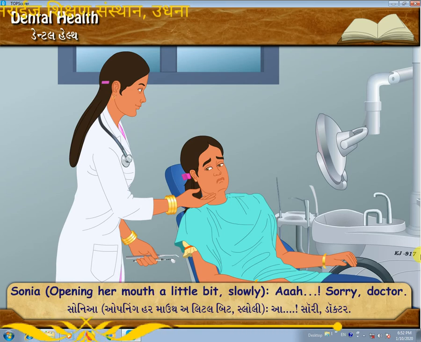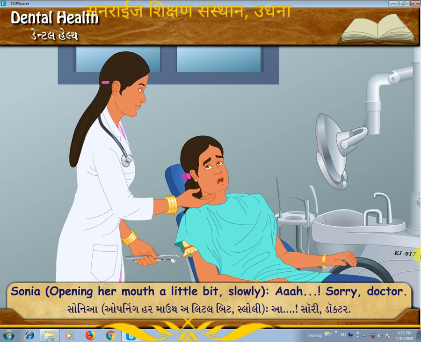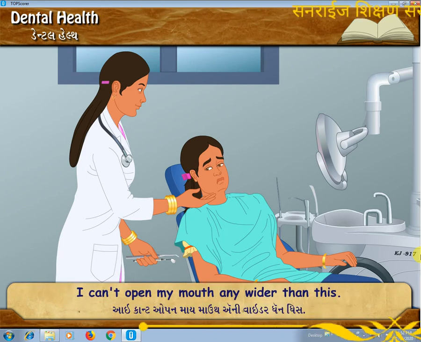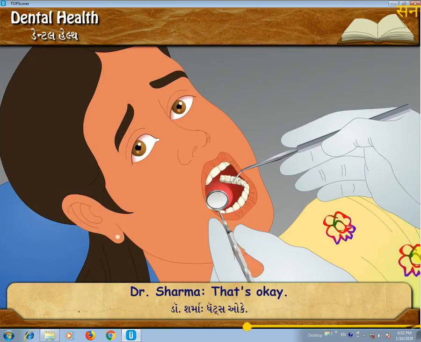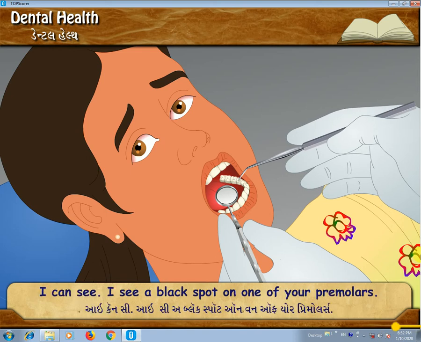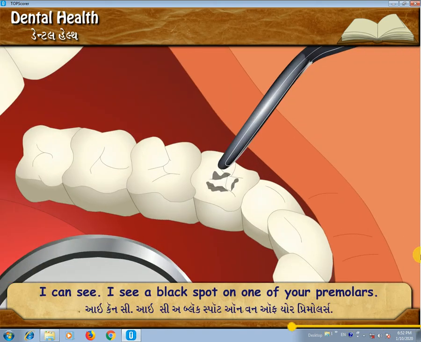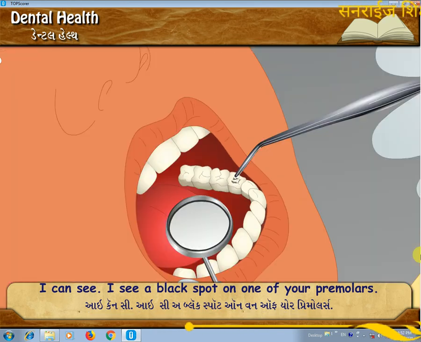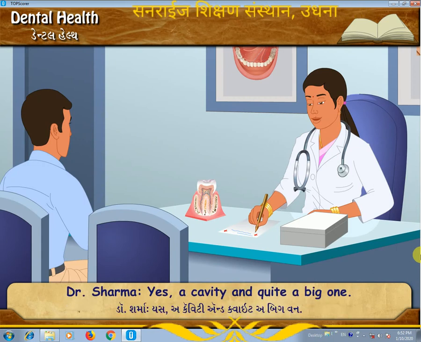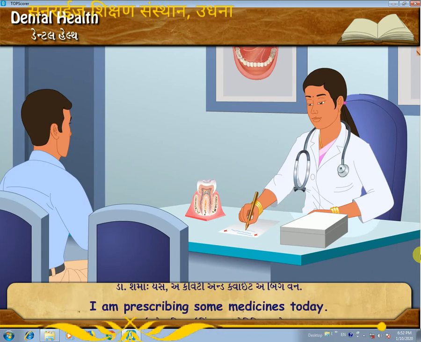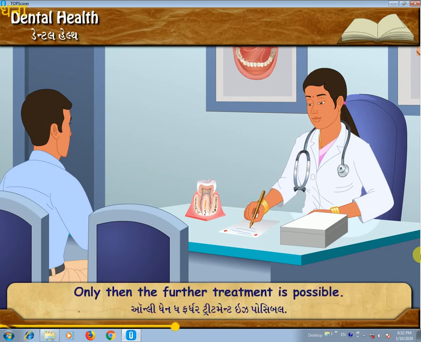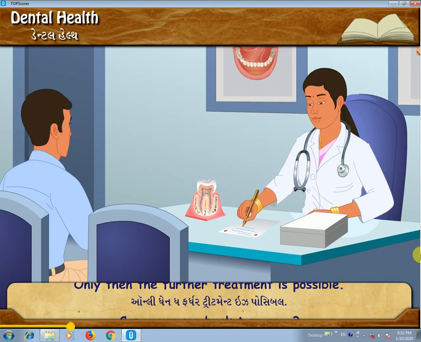Sonia sits in the dental chair. The doctor switches on the headlight. "Now open your mouth and say ah." Sonia opens her mouth a little bit slowly. "Ah. Sorry, doctor. I can't open my mouth any wider than this." "That's okay." Moving the mouth mirror and the probe in Sonia's mouth. "I can see. I see a black spot on one of your premolars. There seems to be a cavity there." "A cavity?" "Yes, a cavity, and quite a big one."